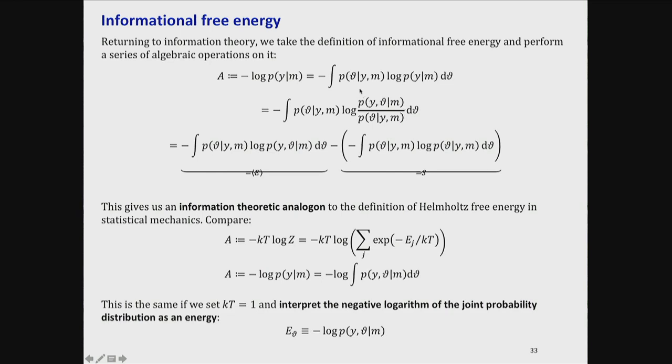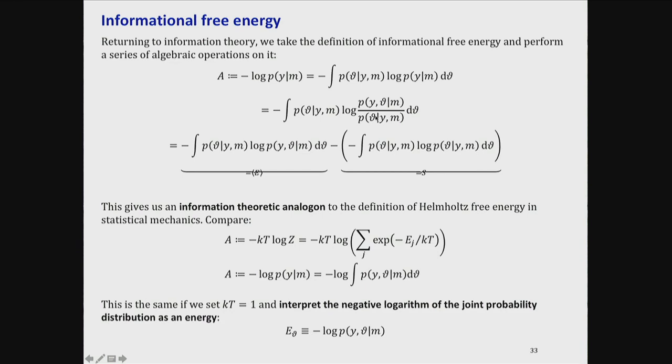Then we just put an integral around it. We take the negative logarithm of p of y given m and put it inside this integral. This is the integral over the posterior distribution of theta given y and m. Because it's a probability distribution, it'll evaluate to 1. So this equality holds. It's just a more complicated way of writing this. But now this allows us to use Bayes' theorem to write this quantity in this manner.